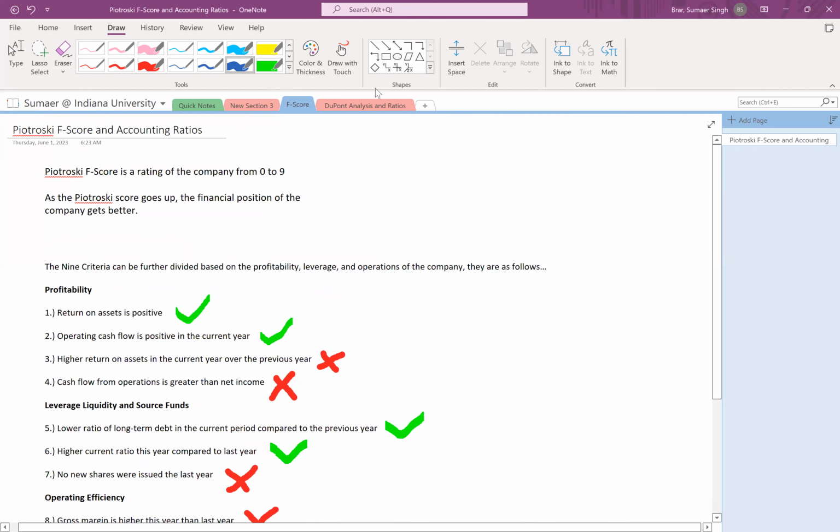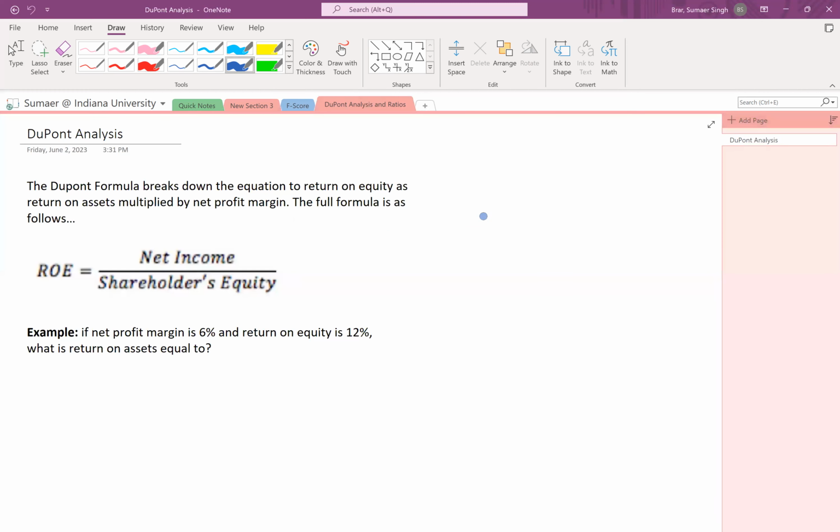And so next we're going to go on to DuPont analysis and ratios, which is pretty simple. Basically, the DuPont formula breaks down a ratio called the return on equity ratio as the return on assets multiplied by net profit margin. The full formula is net income over shareholders' equity. And the net profit margin, as well as the return on assets ratio, as I said earlier, are multiplied in order to equal that ratio, return on equity.